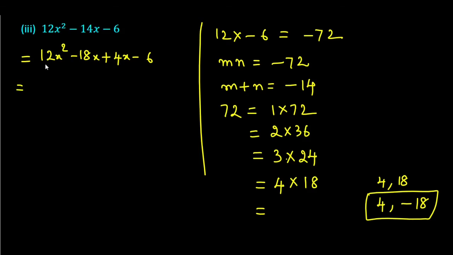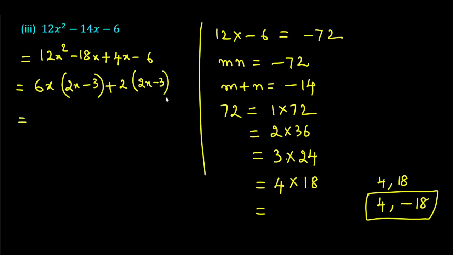Here we can take 6x. 6x is the HCF. So 6x is taken as common factor. We remain with 2x − 3. Here we want a positive 2x, so we can take 2 as a common factor. So we remain with 2x and here −3.